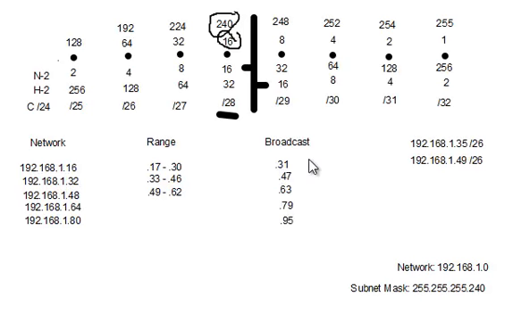The broadcast is always one less than the next network. The range fits between the network and the broadcast. So if the network is 16 and the broadcast is 31, then the range would be 17 to 30. Fit in. So 16, 17, 18, 19, 20 to 30.